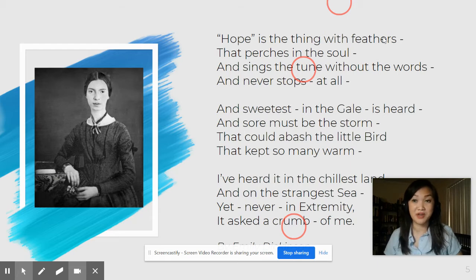Hope is a thing with feathers. So I will read this poem aloud. And as I do, I want you to identify the metaphor, and then we will delve deeper into the extended metaphor.